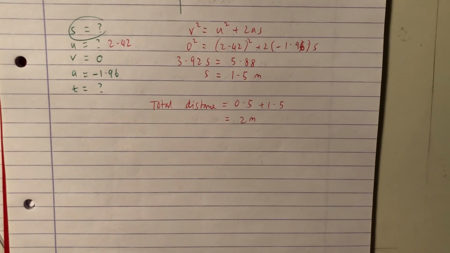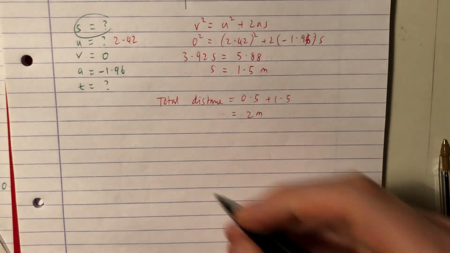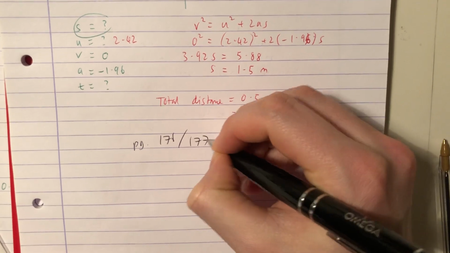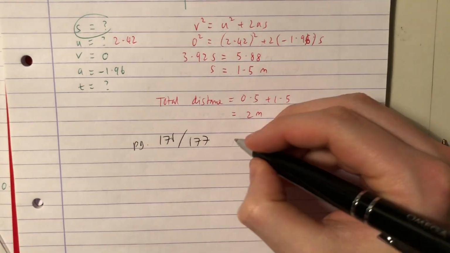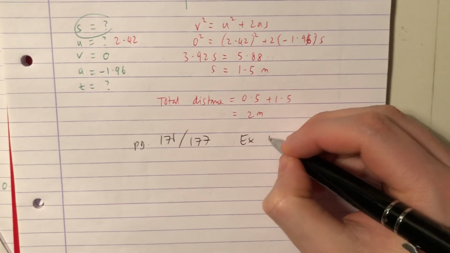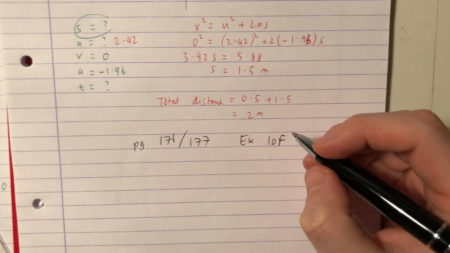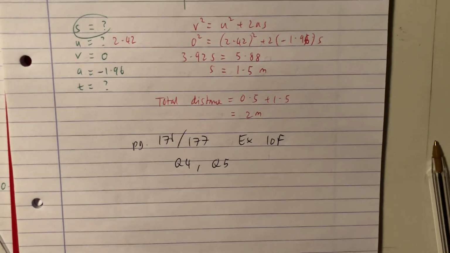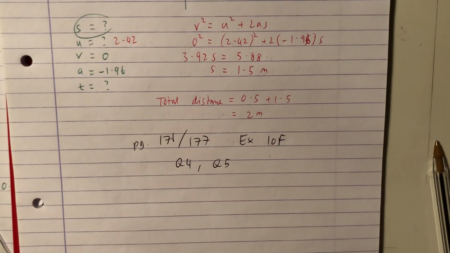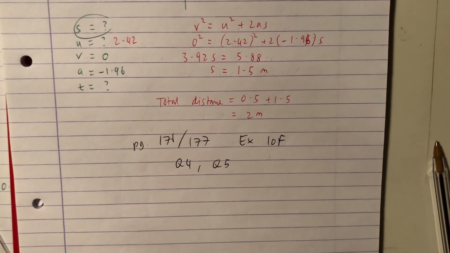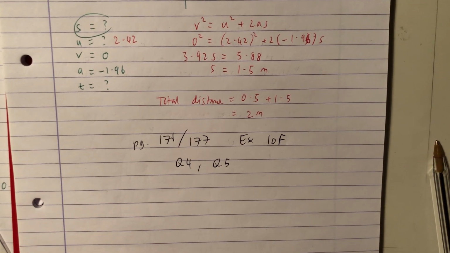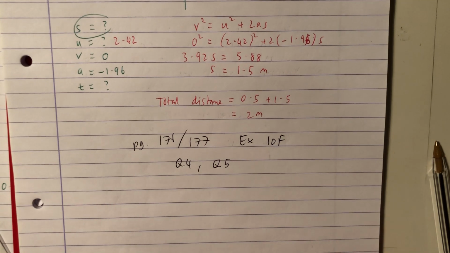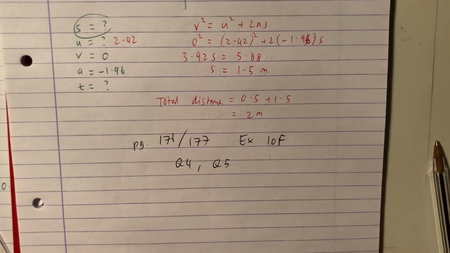Okay, a couple of questions for you to try. Page 176 and 177. It's that same exercise again, 10F. And you're going to try question 4 and question 5. And then the good news is you're going to have a test on this chapter. So I'm going to send you a test on this chapter as well. Any questions at all, put a message on Teams and I'll try and respond as soon as I can.